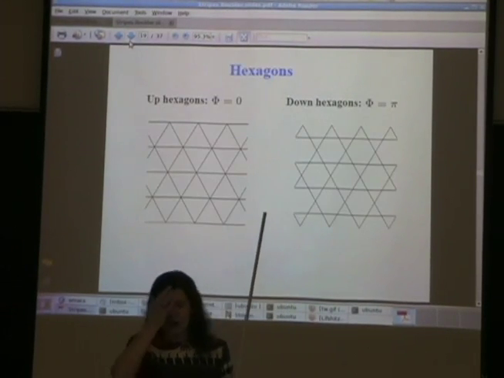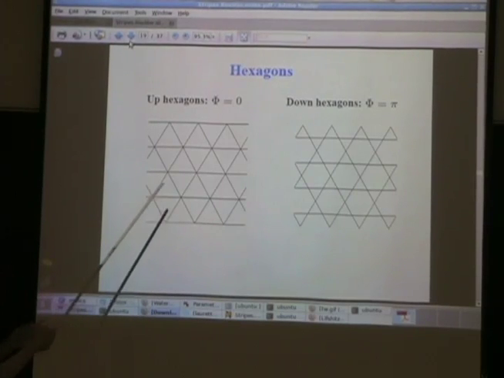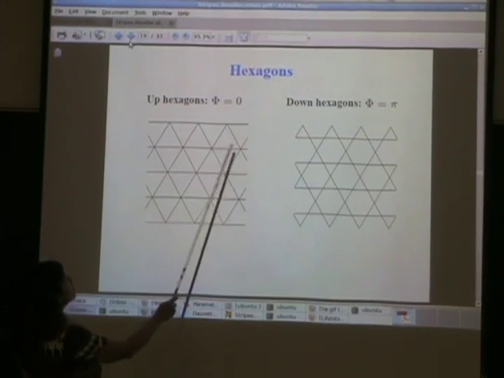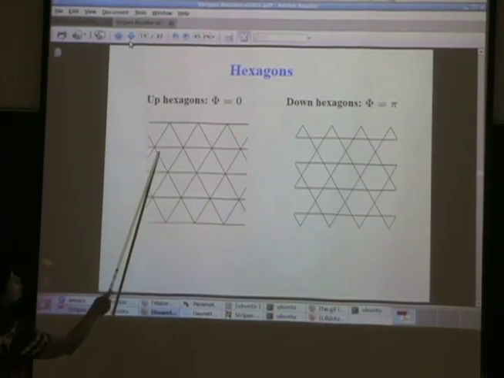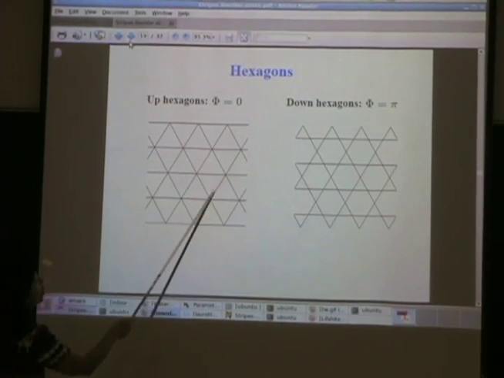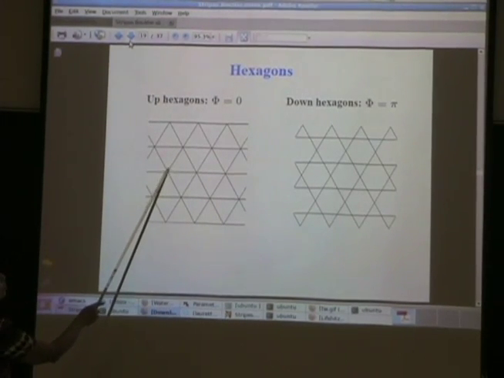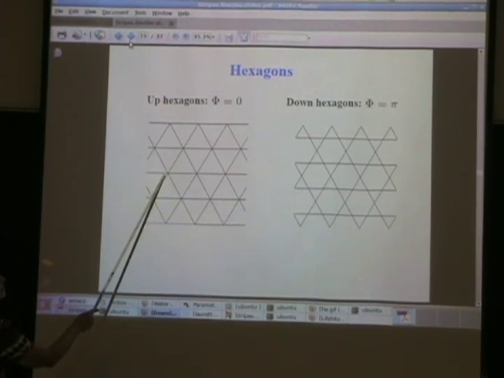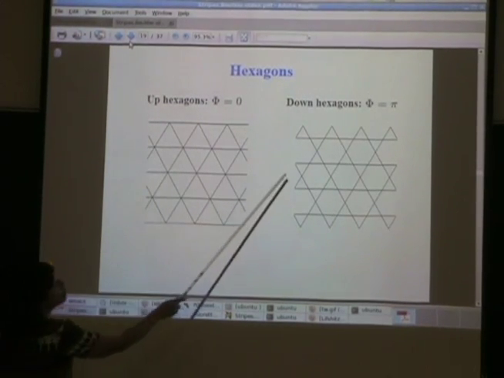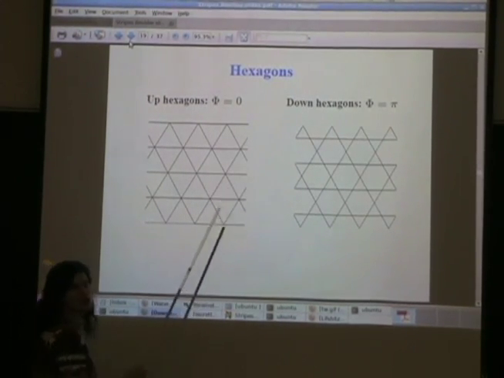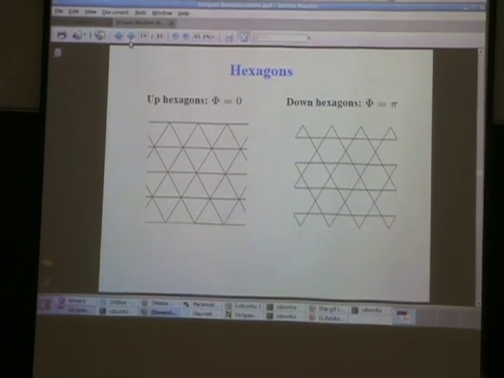And the point here is that you have two kinds of hexagons, one with a 0 and one with a pi, and you can see they look different. You can draw this, and now the third set of lines, you can draw them through the intersections of this and this, or you can draw them halfway through, which is there. So those are the two kinds of hexagons, and they are not equivalent.